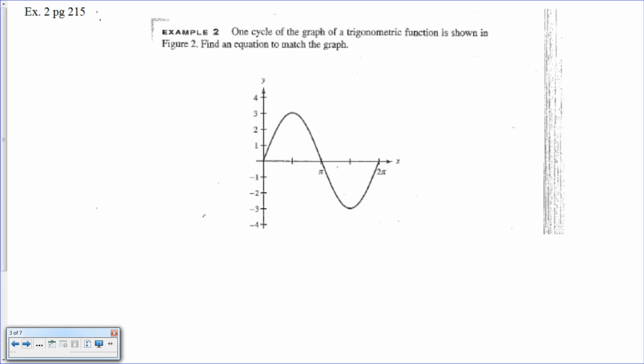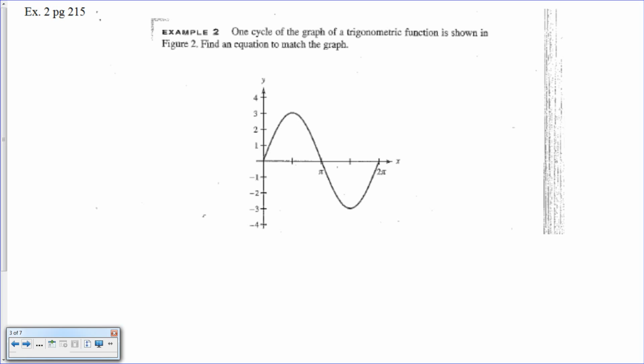If I look at this graph, it's one cycle, and the question is, what's the trig equation of this graph? So I'm going to look back here, and these graphs are so basic that if you just pay attention, you'll see that there's just one little switch, which isn't going to be that hard to write down the equation.